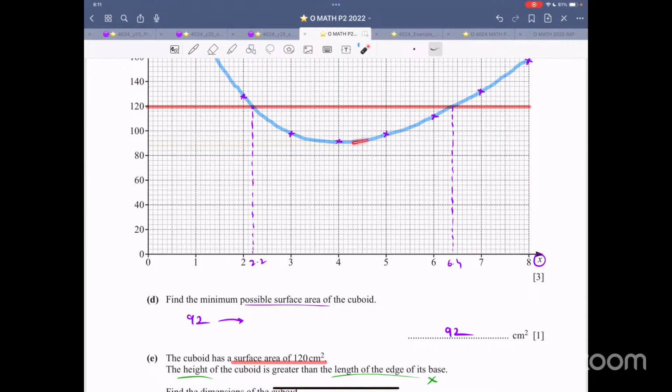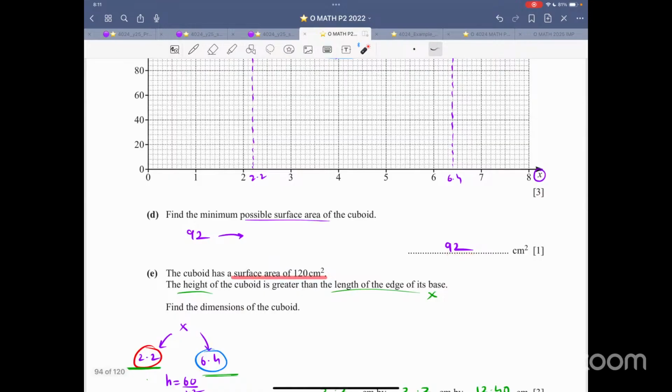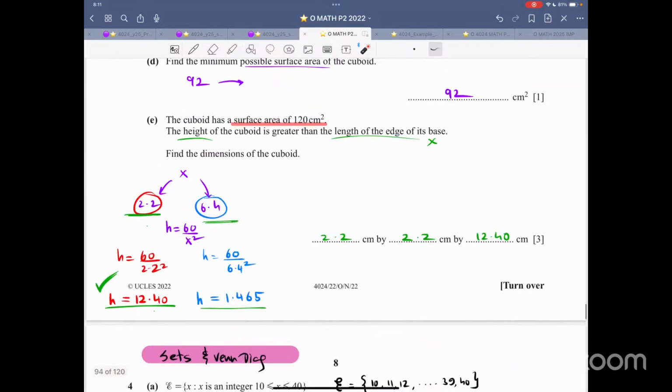The thickness of my line is more. The thickness of your line should be pencil thin. Of course, you'll be using a pencil. That is 92. And this is a nice question.